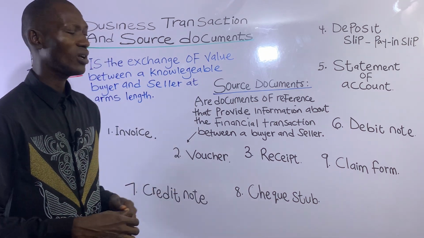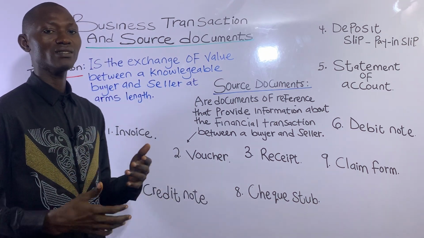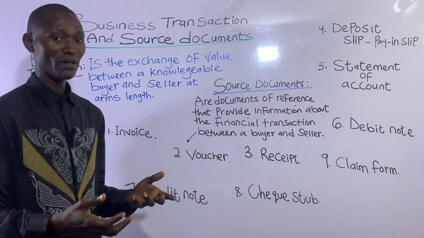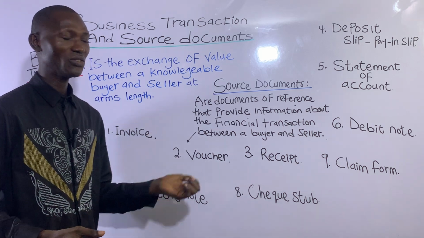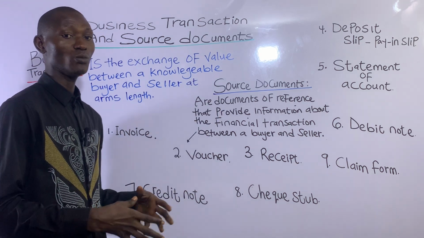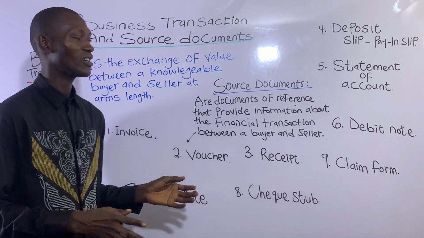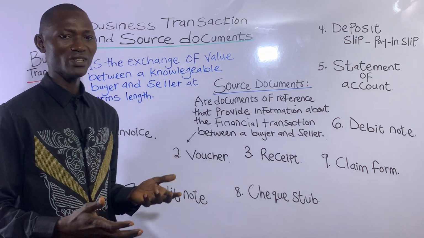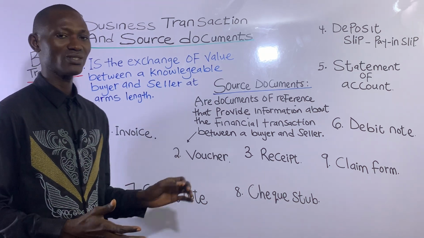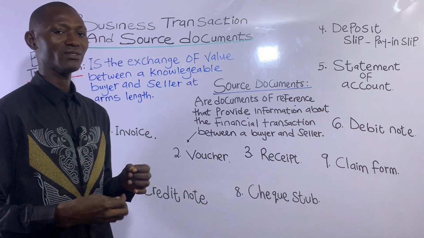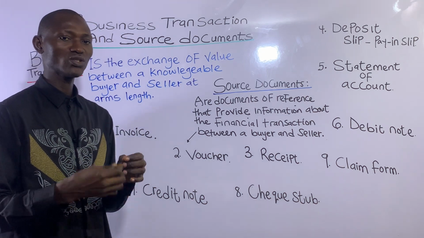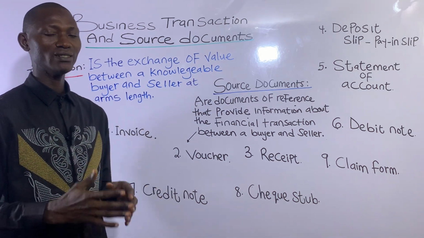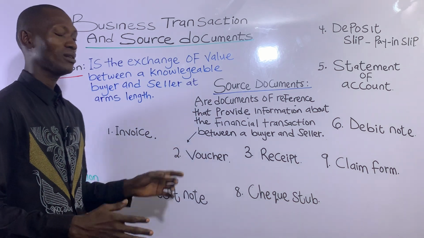Now, every time a business is involved in a business transaction, there is always a paper document that is often generated, and that is called a source document in bookkeeping and financial accounting. And source documents are very important in bookkeeping and financial accounting because they serve as evidence that a transaction has truly occurred between a knowledgeable buyer and a knowledgeable seller.